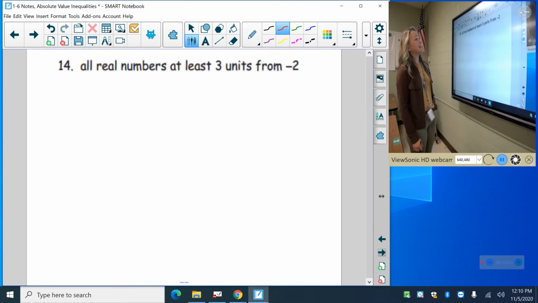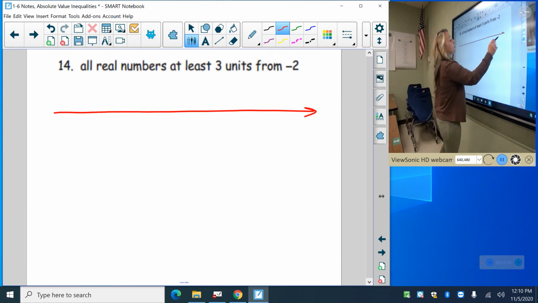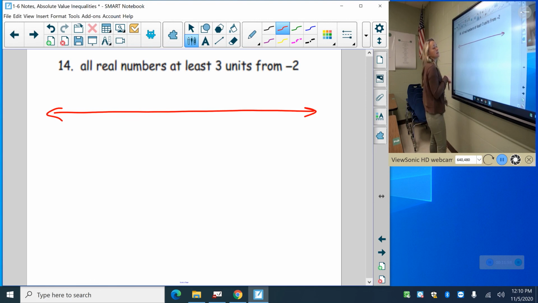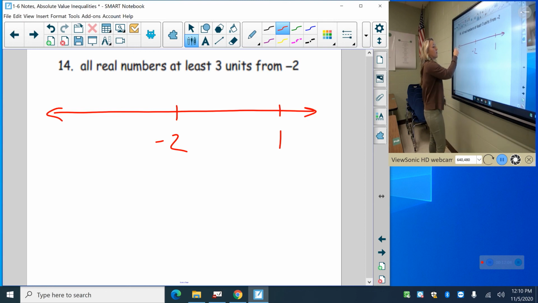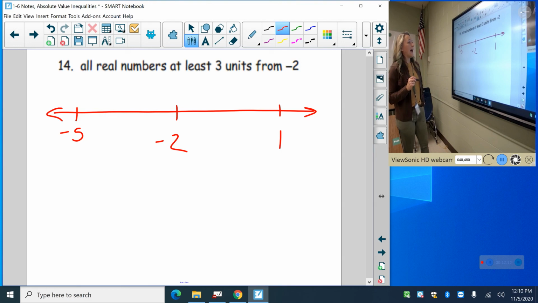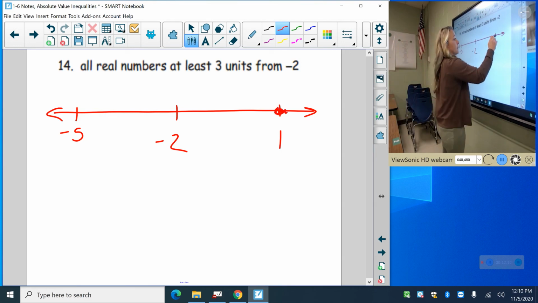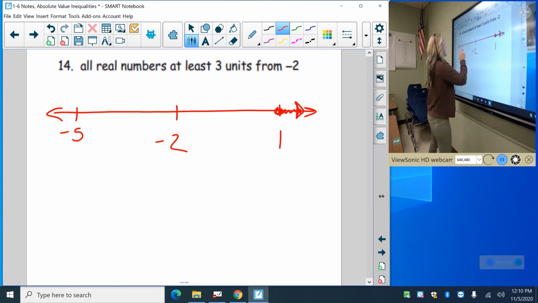All real numbers at least 3 units from negative 2. So let's try this again. All real numbers at least 3 units from negative 2. So if this is negative 2, 3 units away would be at positive 1. 3 units away would be at negative 5. So at least 3 units. So it has to be 3 or more. So we have another or situation. Okay, so anything in here would be not at least 3 units away.